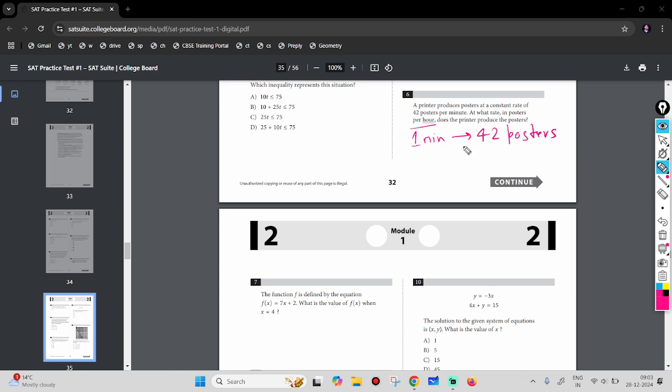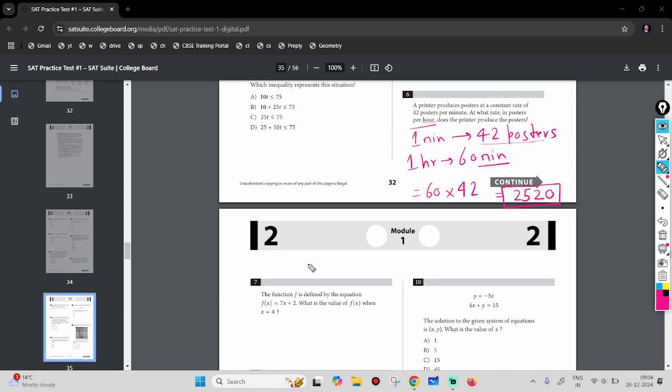So in 1 minute, we have 42. So 1 hour has 60 minutes, and a minute equals 42 posters. So our answer will be 60 times 42. This many posters. You can solve it yourself. 60 times 42. Let's multiply 42 times 6. So this gives me 252, and times 10. So 2520 posters.